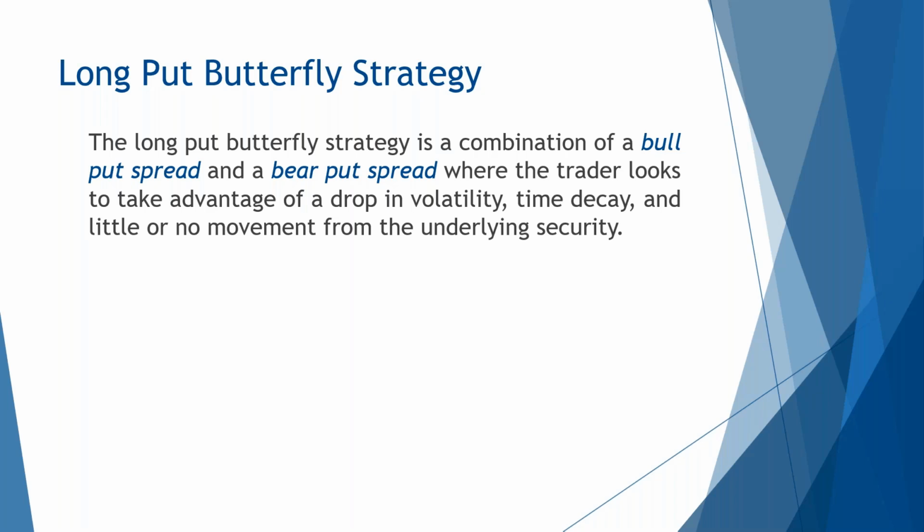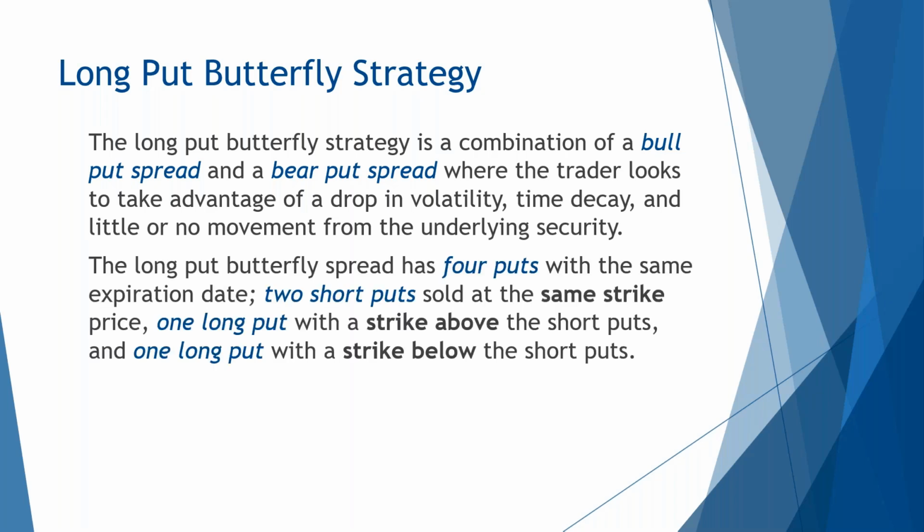The butterfly consists of a body, which is two short puts of the same strike, and two wings, a long put above our short puts and a long put below our short puts. Those are our wings.